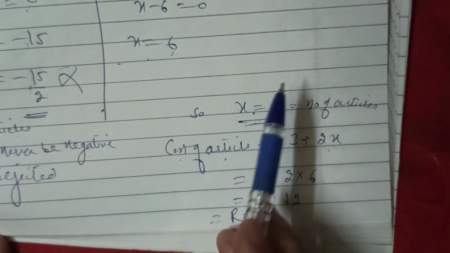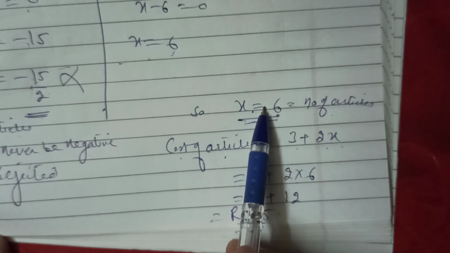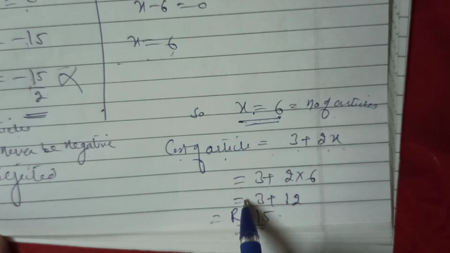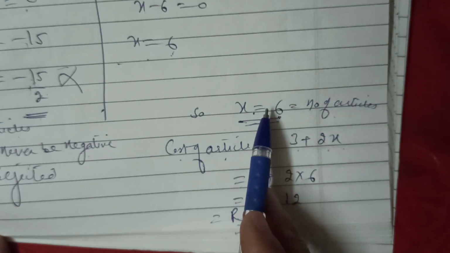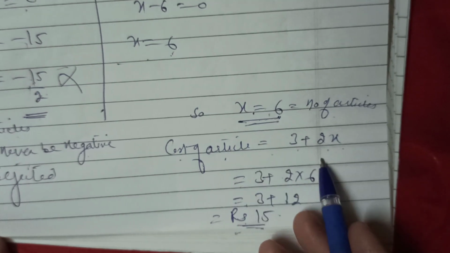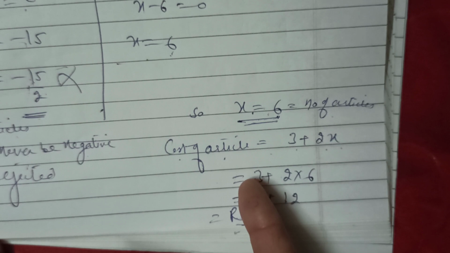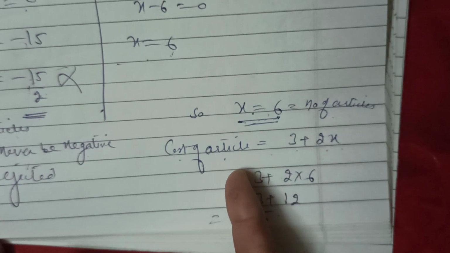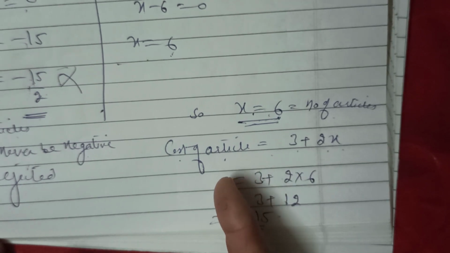So cost of one article is rupees 15. And number of articles are how many? 6. You just see, 15 is cost of one article and we have to purchase 6 articles. So what will be the total cost? 15 times 6 is 90, and that is given in the statement. Clear children? So today you will complete this exercise.